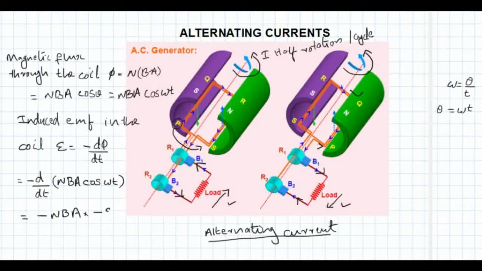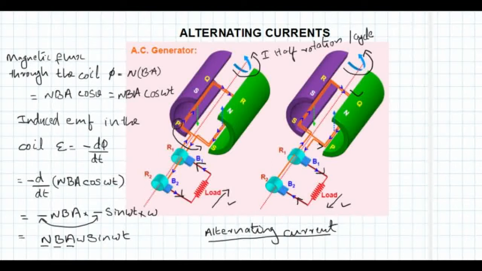And what is d by dt of cos omega t? It is equal to minus sin omega t into omega. It is a very simple differentiation. So d by dt of cos omega t is minus sin omega t into omega. Now minus into minus is plus. Therefore finally this equation is NBA omega into sin omega t. So that is the induced EMF.